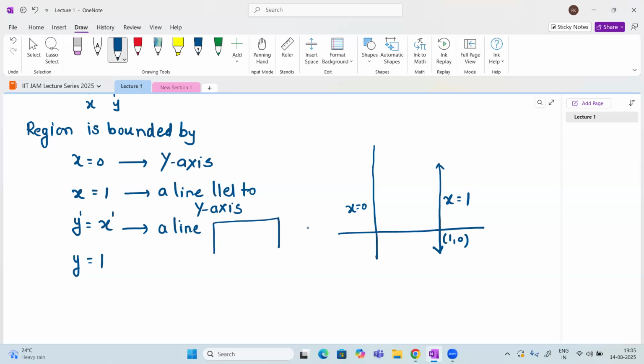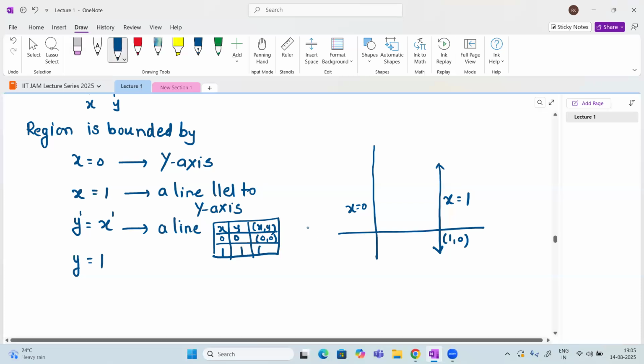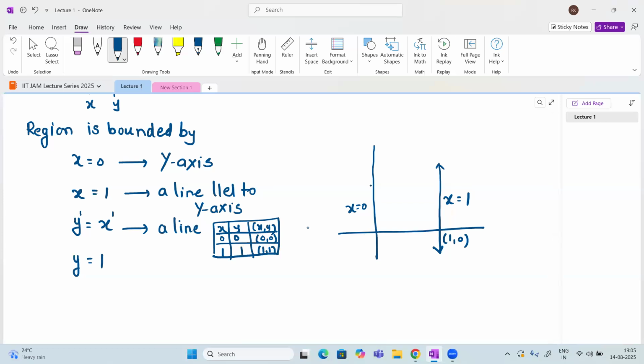When we have a line, we draw a table and with the help of that, we find 2 points on that line: x, y. If I put x is equal to 0, you will get y is equal to 0, right? So the point is 0, 0. And in this equation, if you put x is equal to 1, the value of y will also be 1, right? So the point will be 1, 1. So here 1, 1, and 0, 0 here. That means the given line passes through these 2 points. This is y is equal to x.